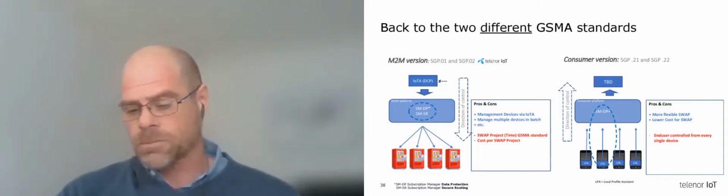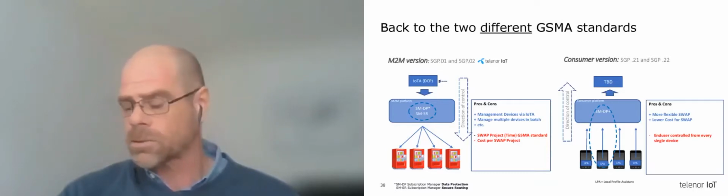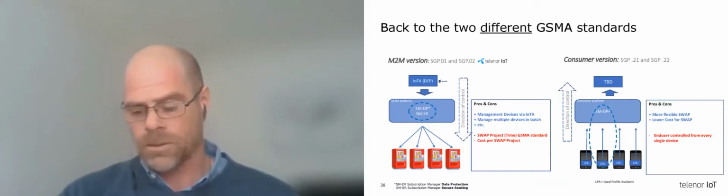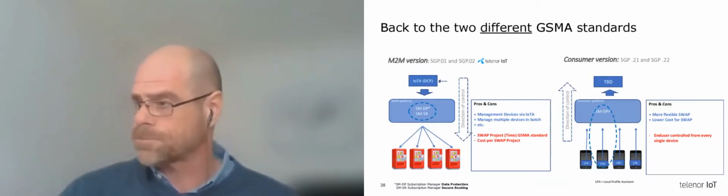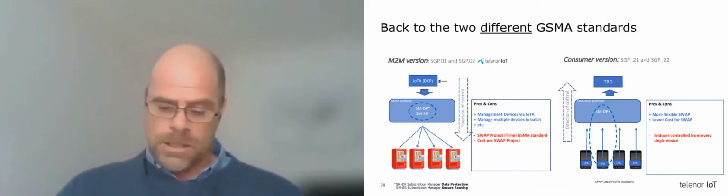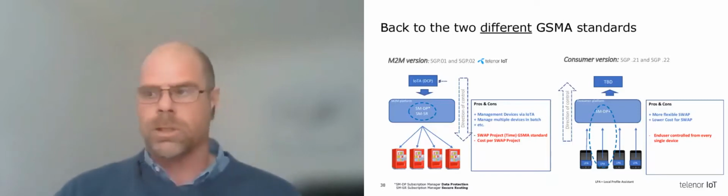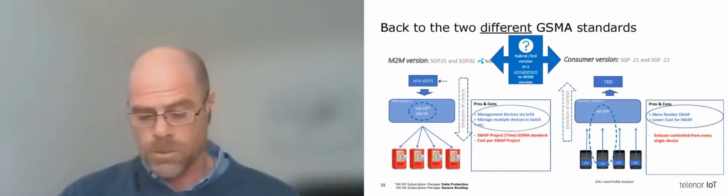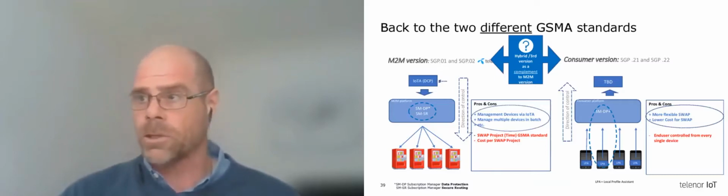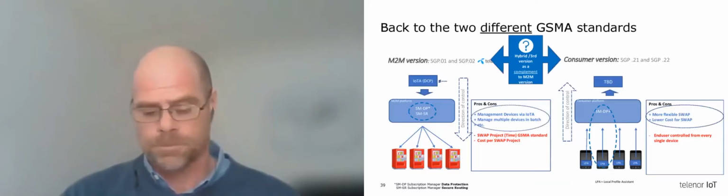In the consumer version, you are able to do swaps more flexibly and at a lower cost. But the con is that you need to do it from every single device, so it's end user controlled. So the question is: is it possible to merge the pros from the M2M version and the pros from the consumer version into a hybrid version, a third version, as a complement to the M2M version?